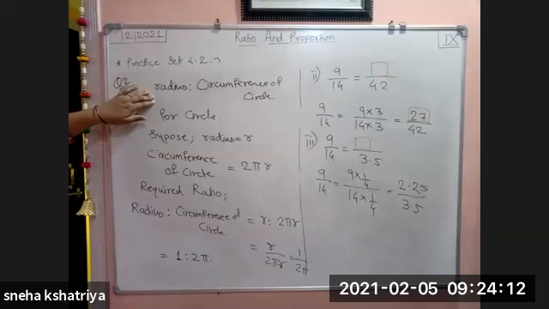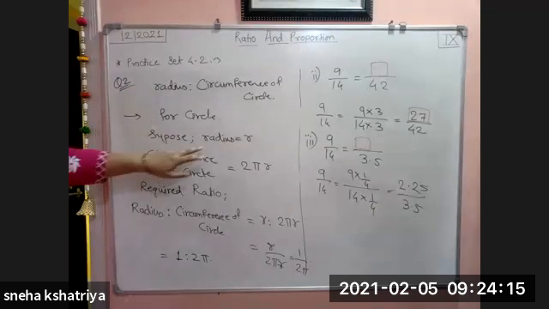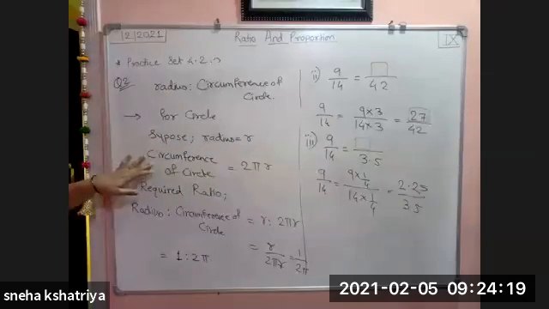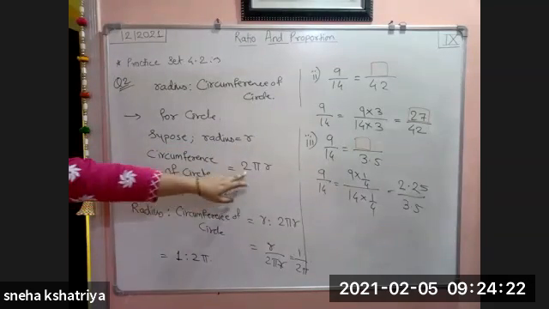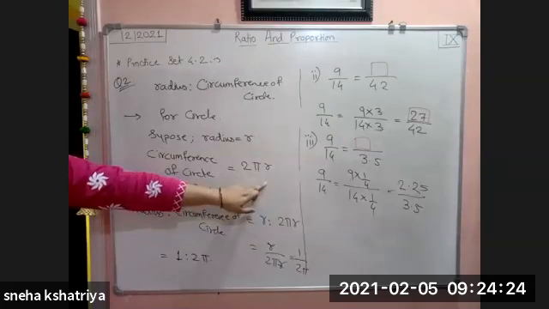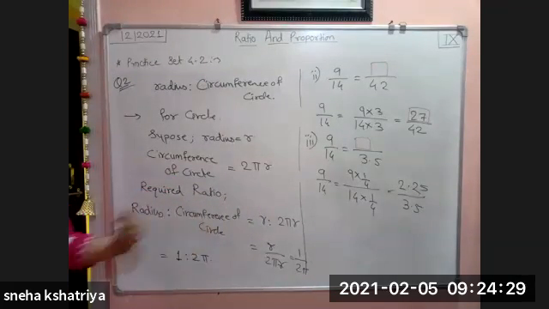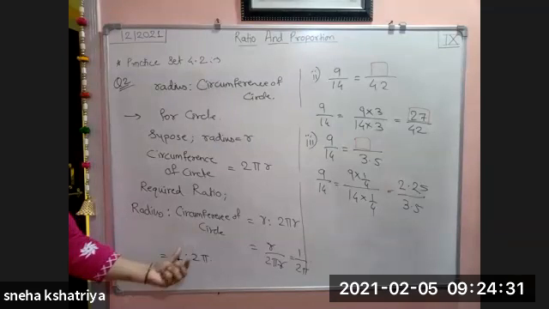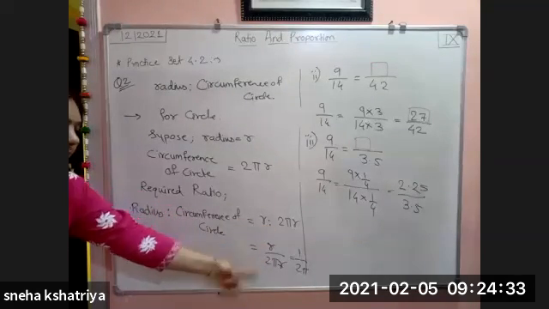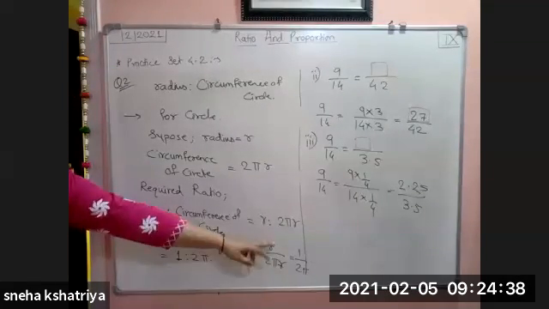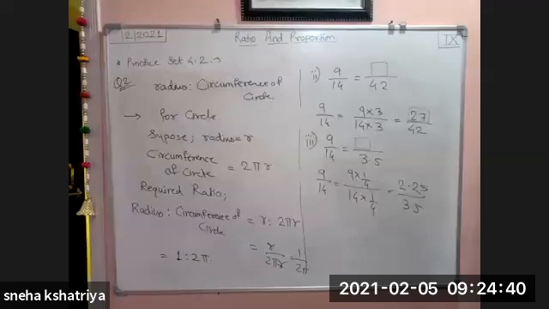Simple. Whatever is given, you have to suppose first, because radius and circumference are there. So you suppose that the radius is equal to R. Then we will get the circumference of that circle. It becomes 2 pi into radius, so it is 2 pi R. The required ratio is radius to its circumference, that is R is to 2 pi R. Write it in fraction form, R upon 2 pi R. Because R gets cancelled, only 1 upon 2 pi remains. So here the ratio of radius to circumference is 1 is to 2 pi.